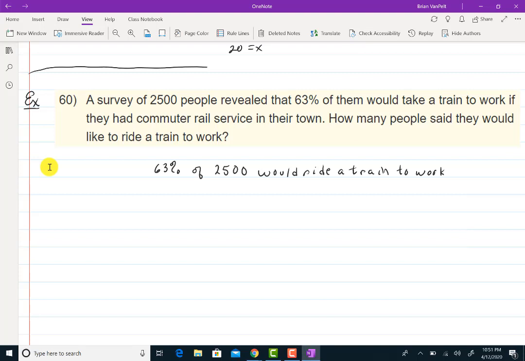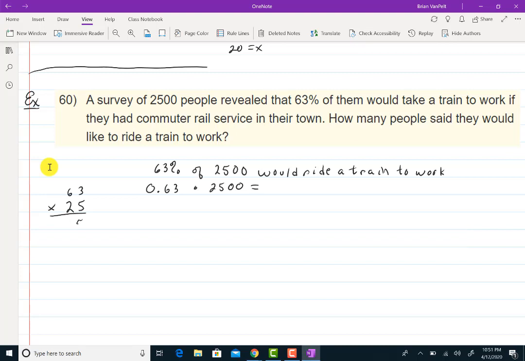And, well, there's not much here to do. 0.63 times 2,500. And I'll do the same game I've been doing. I can do 25 times 63. And my answer I won't have to adjust because the number of decimal places equals the number of zeros in this problem. So I'll just be able to do this straight up multiplication, and whatever answer I get will go right after this equal sign here.